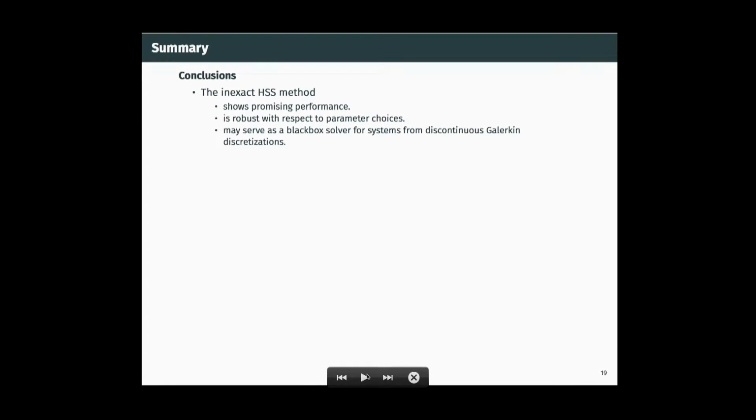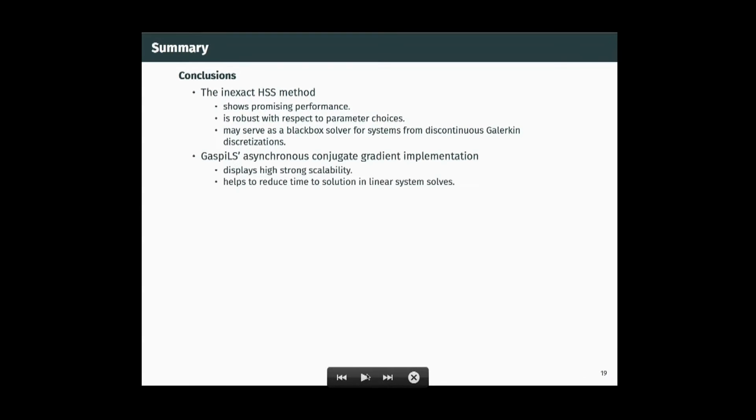Okay, to summarize, we looked at 2 different approaches. The first one was the Inexact HSS method, which shows promising speedups compared to using a regular Krylov solver. It's robust with respect to the parameter choices that we can make, and it may even serve as a black box solver for discontinuous Galerkin discretizations in the future. We also looked at the asynchronous conjugate gradient implementation from GasPLS. It displays a high strong scalability and helps to reduce time to solution in our linear system solves.